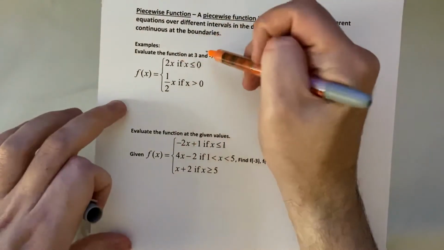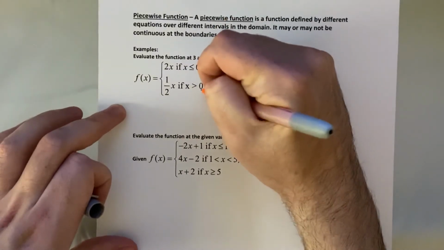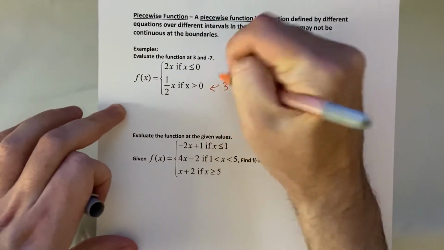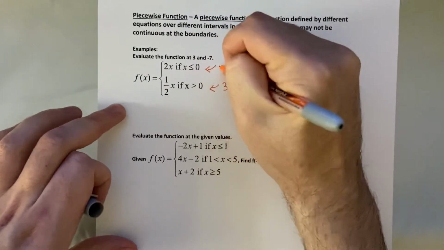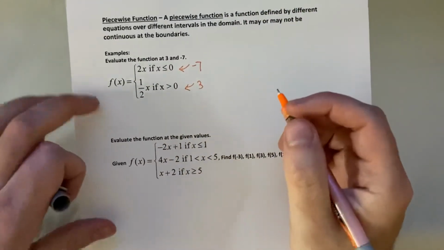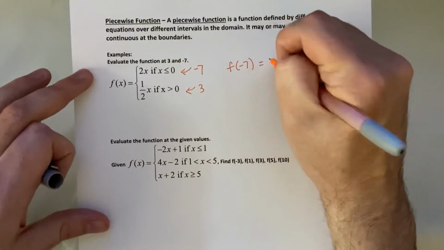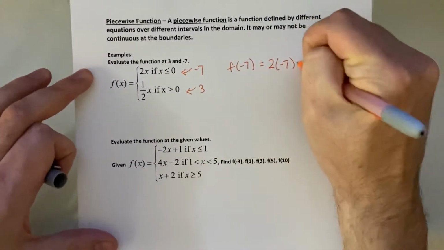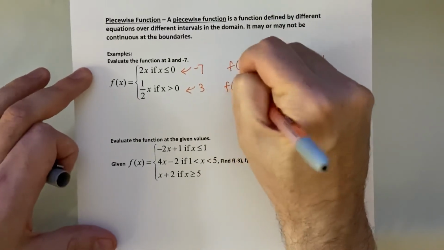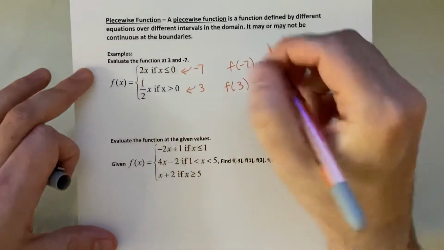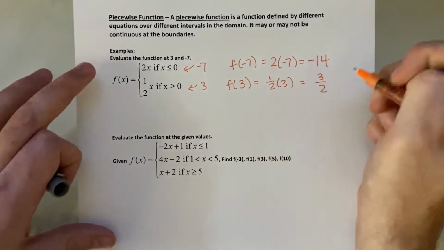So what does that mean? Well, it says evaluate the function at 3 and negative 7. Is 3 less than or equal to 0 or greater than 0? 3 is going to go in here. However, negative 7 is less than or equal to 0, so negative 7 goes in here. So when evaluating f of negative 7, we'll plug it into 2x, so 2 times negative 7, which is negative 14. But for 3, f of 3 goes into the second function, 1/2 times 3, which is 3/2.